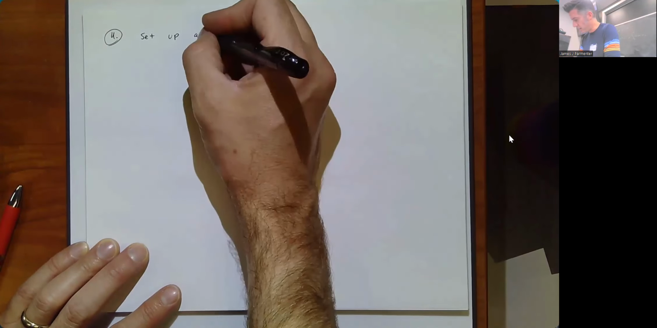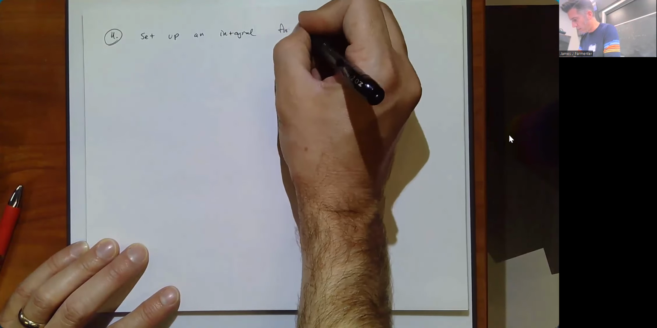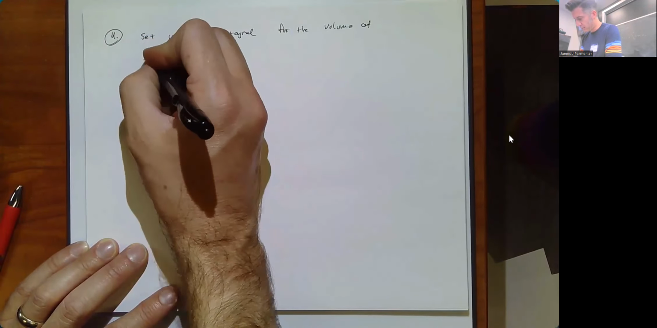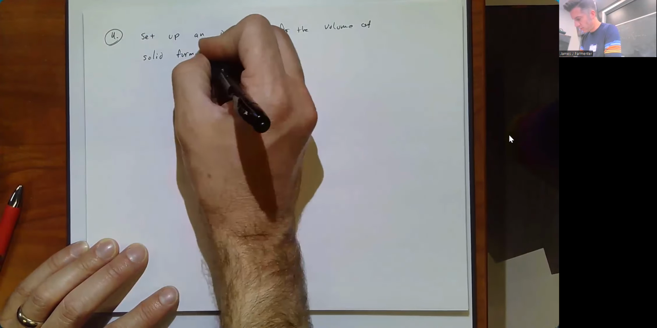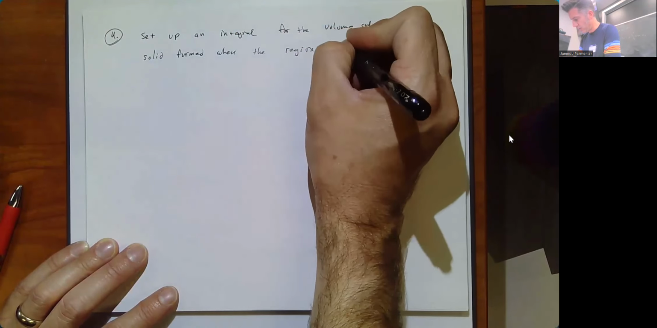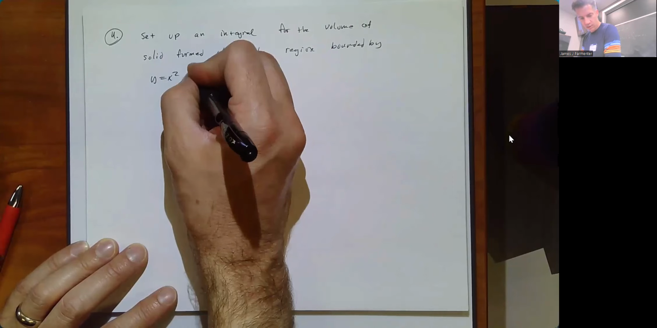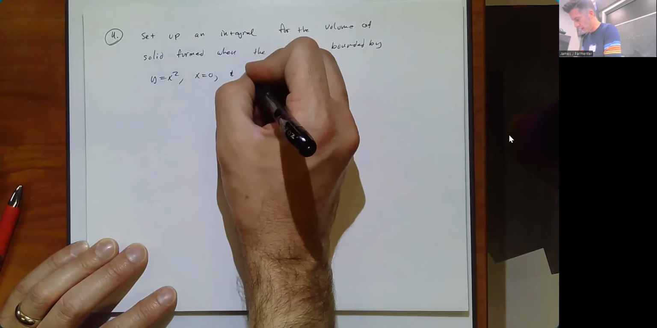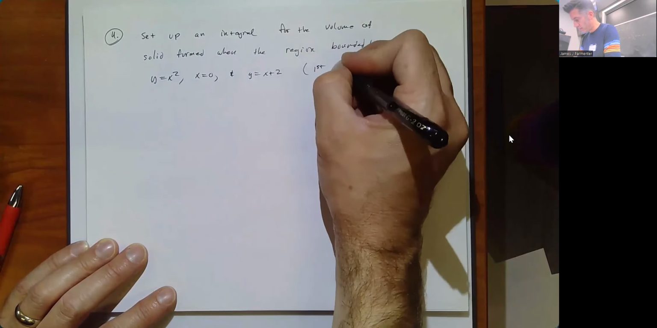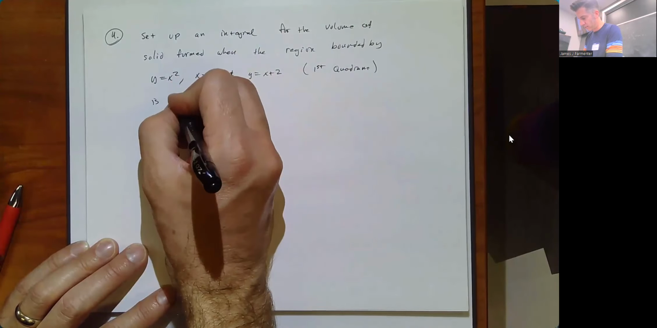Never mind. Set up an integral for the volume of the solid formed when the region bounded by y equals x squared, x equals 0, and y equals x plus 2 in the first quadrant is revolved around the x-axis.